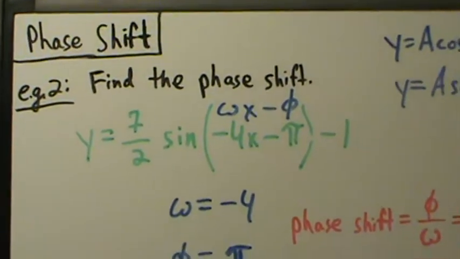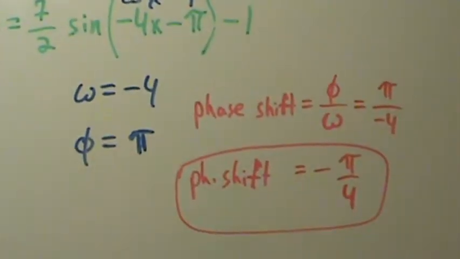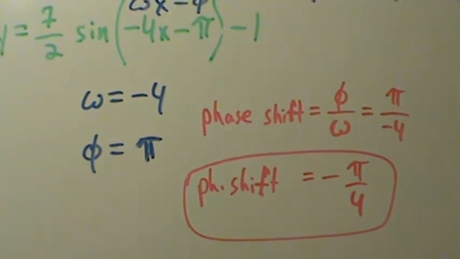Okay, so we'll do some more examples coming up in the next video. Oh, and again, the answer here was phase shift is negative pi over 4 for example 2.